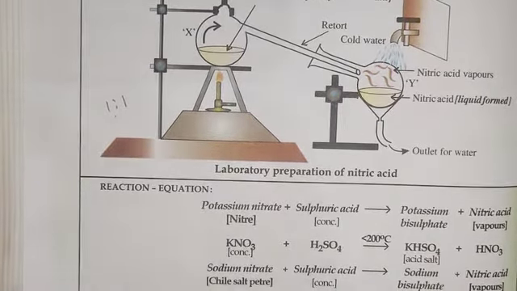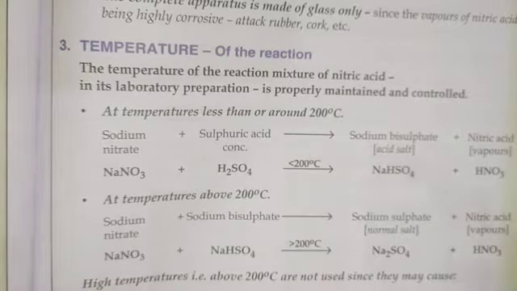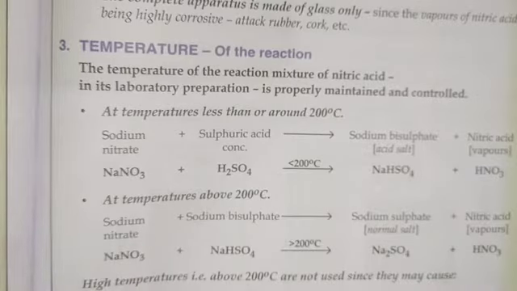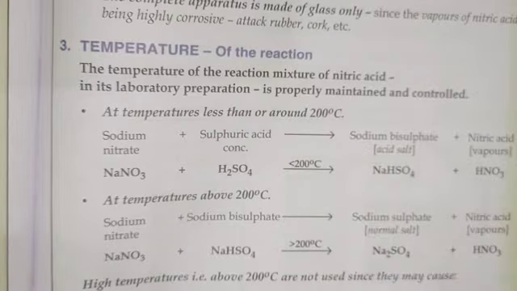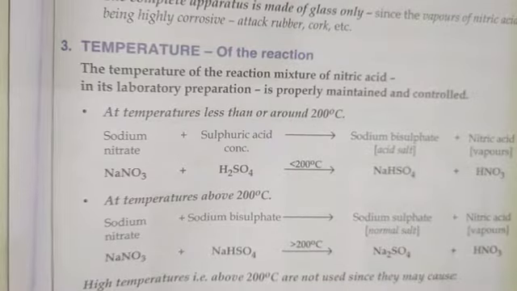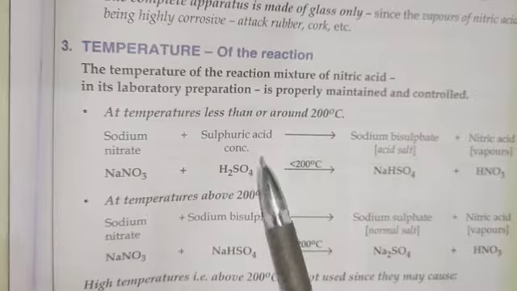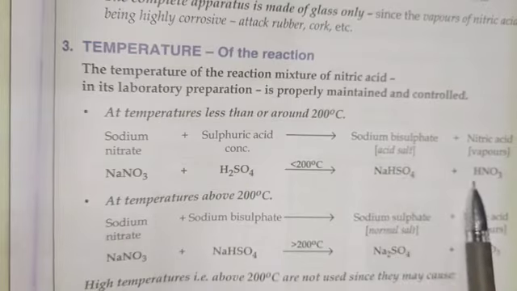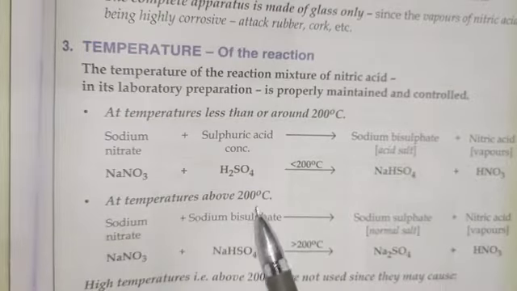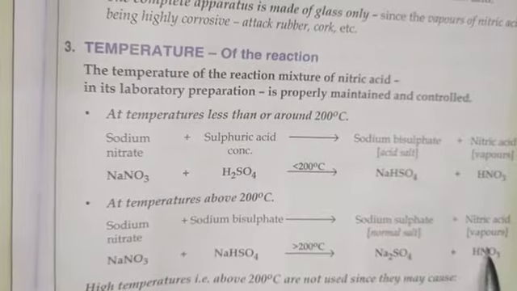Temperature. There are two conditions. One is taking the temperature less than 200 degrees Celsius and the other is taking the temperature greater than 200 degrees Celsius. The reason for taking the temperature less than 200 degrees Celsius is the same as it was in ammonia. When we heat the reactants together at a temperature less than 200 degrees Celsius, an acid salt forms with the nitric acid. But if we take the temperature greater than 200 degrees Celsius, we get a normal salt, that is Na2SO4, or K2SO4 in the case of the potassium salt, with nitric acid.